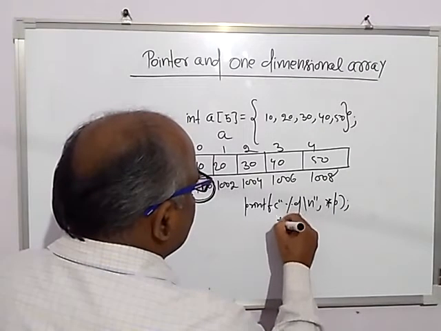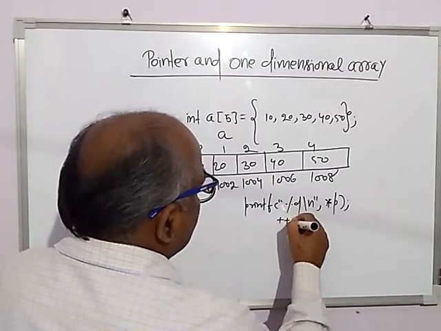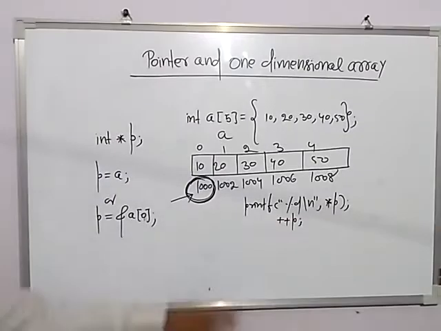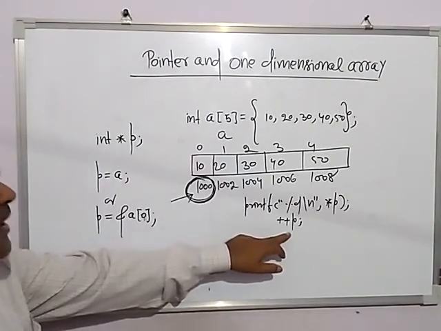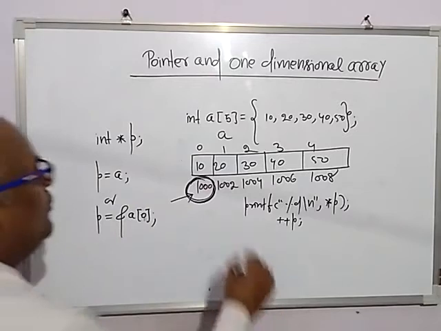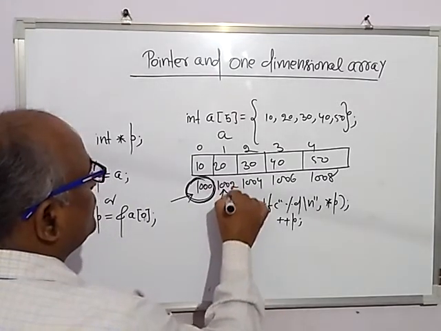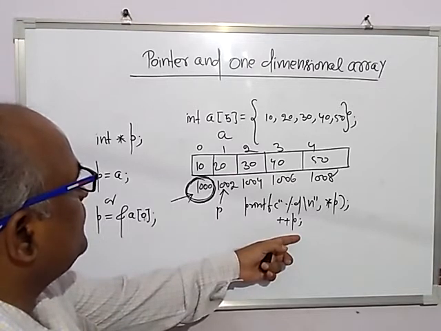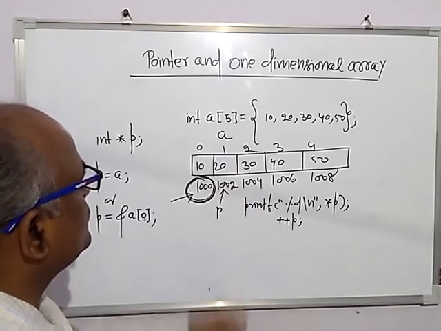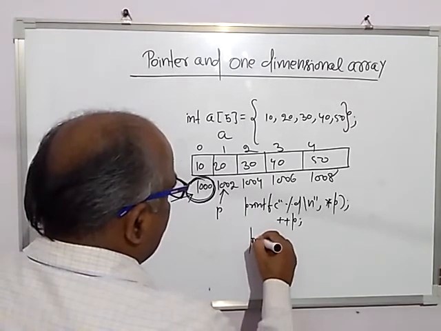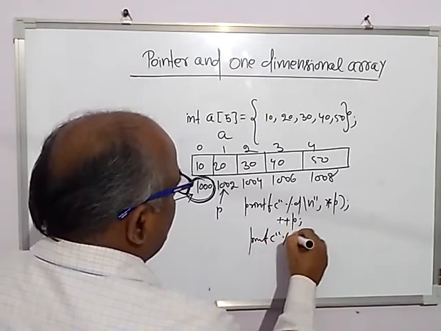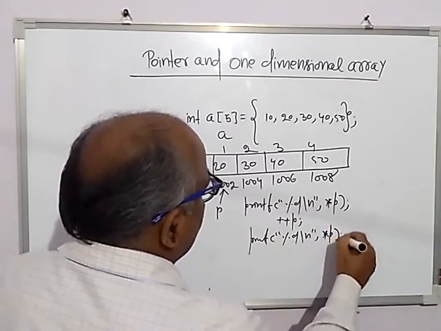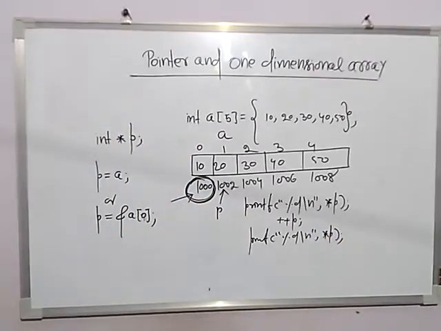Then you increase the value of the pointer. If you write p++, it increases by 2 bytes. So now p points to this one. p++ means it increases the value of the pointer by 2 bytes, so it points to this one. You can write printf("%d\n", *p), and it will give 20.